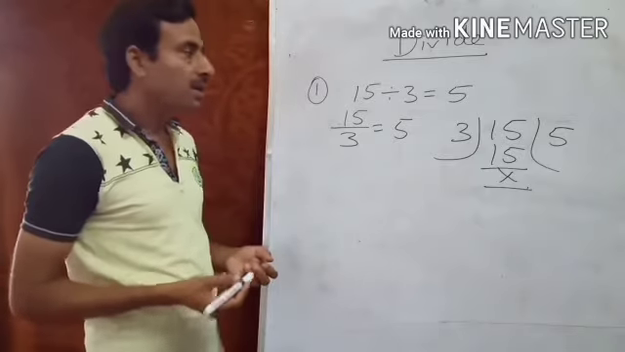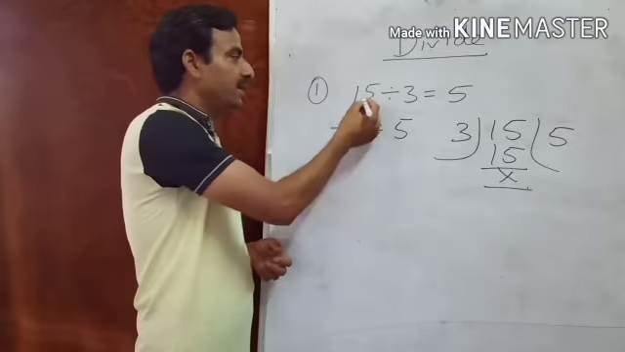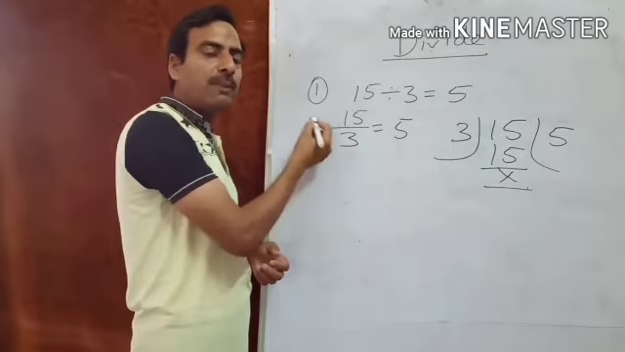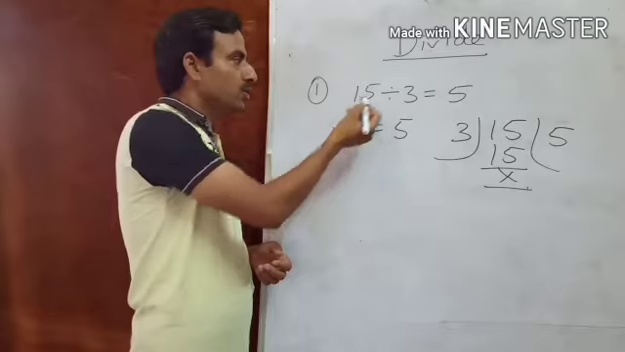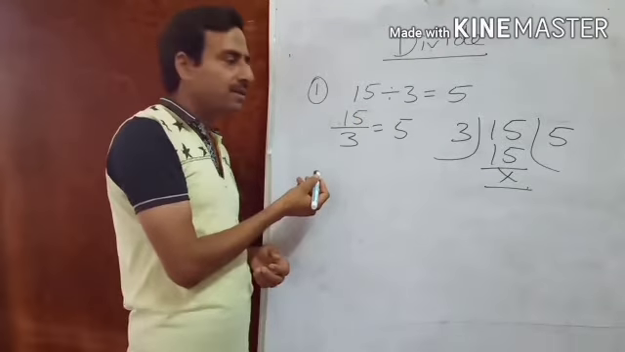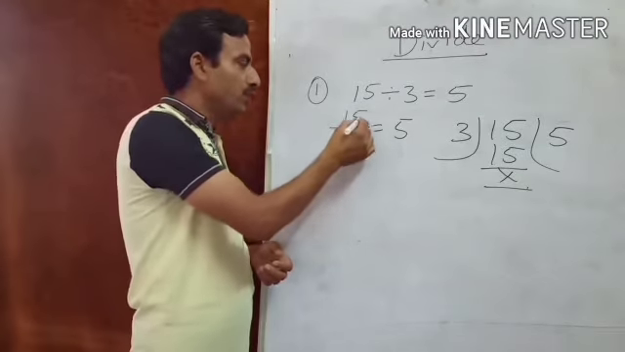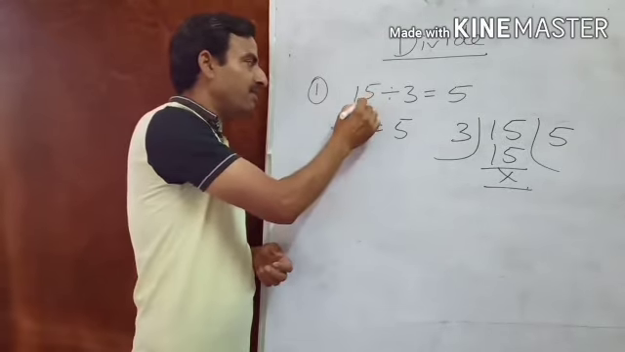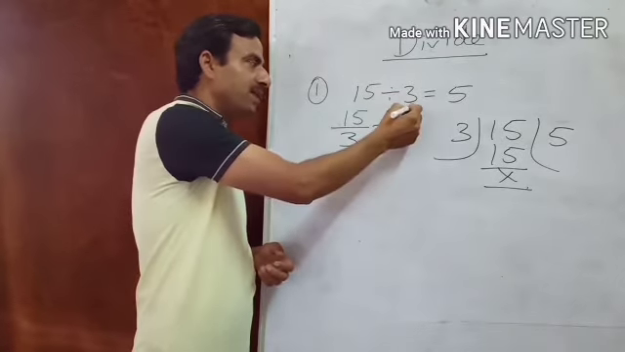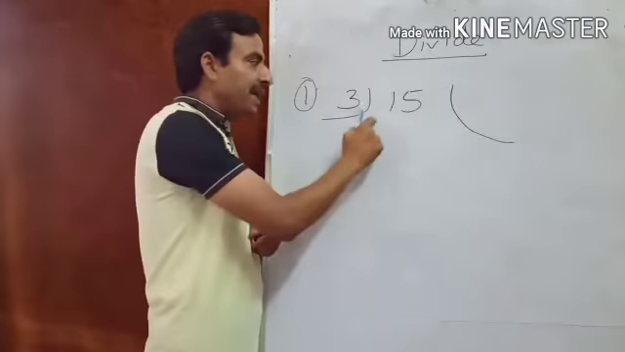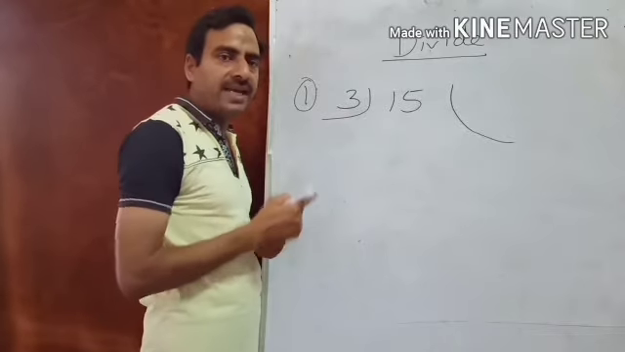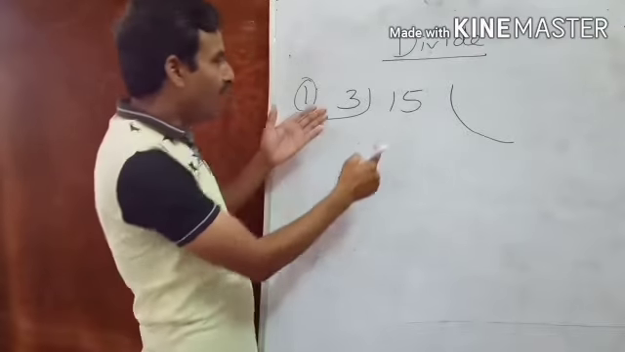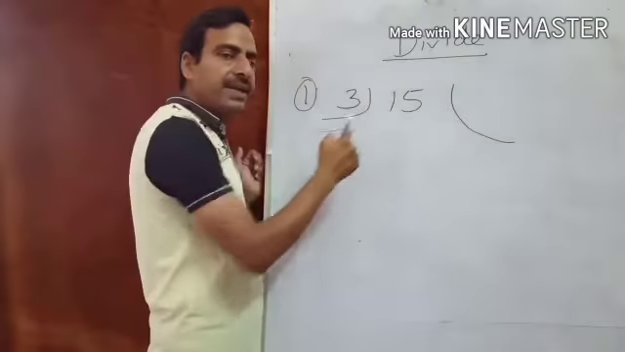Many students commit this type of mistake. They write this division 3 divided by 15 as 3 upon 15. So they commit a mistake. That's why I told you, you have to always solve like this. It will always be the dividend, it will always be the divisor. In division, we always solve from the left-hand side of the dividend.